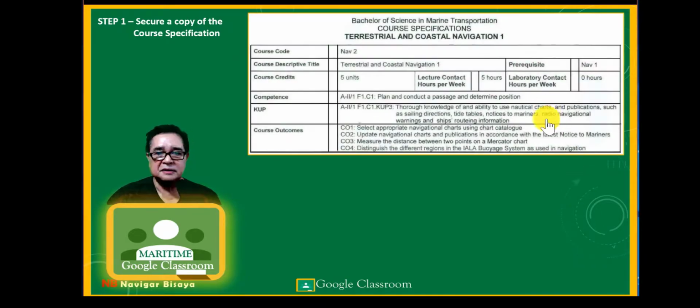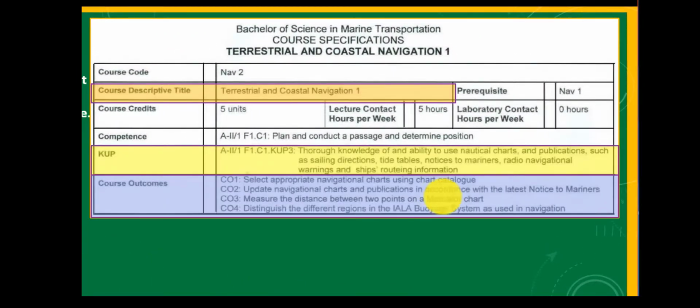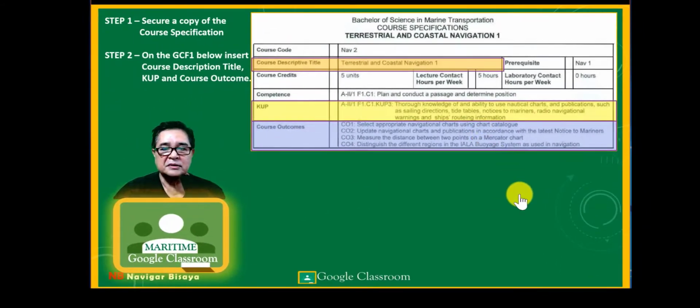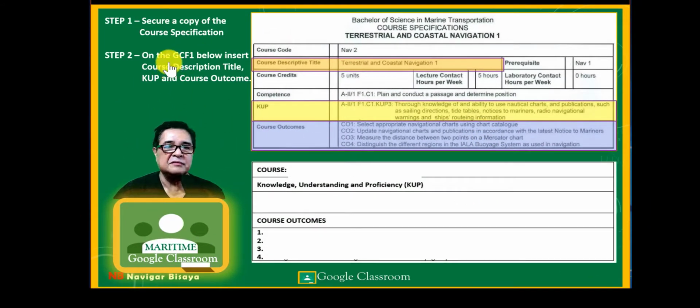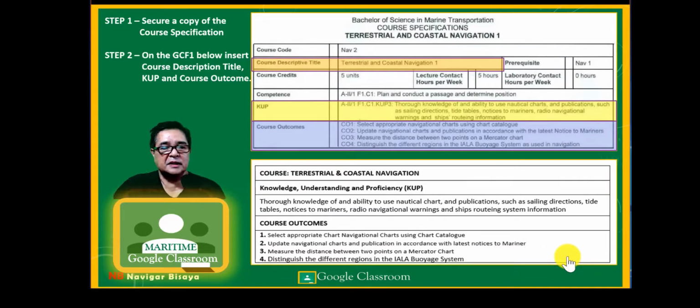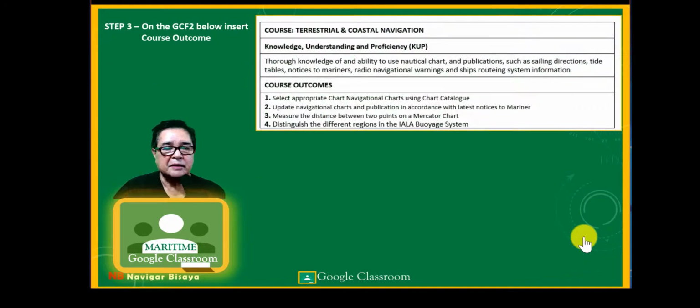First, step 1, secure a copy of the course specification. This is the course specification, and locate the course descriptive title, KUP, and the course outcome. Step 2, on the form below, GCF1, Google Classroom Form 1, insert the course descriptive title, KUP, and course outcome. So, title, KUP, course outcome.